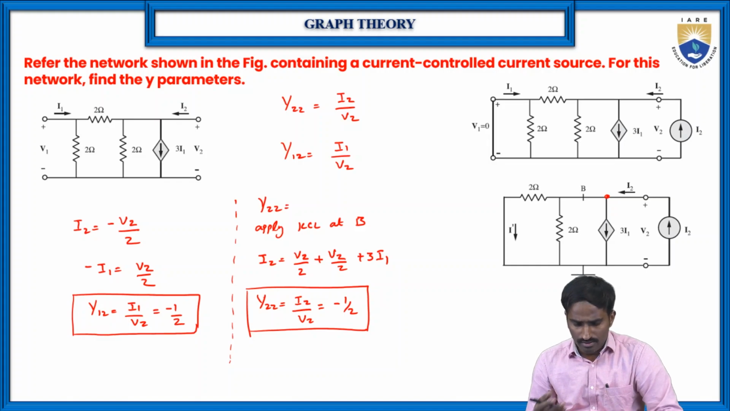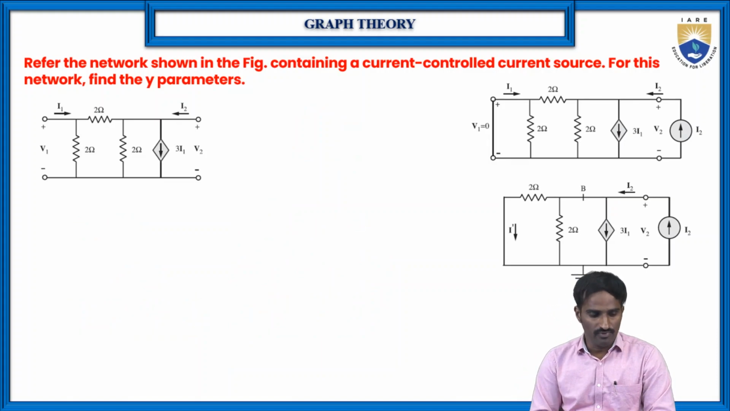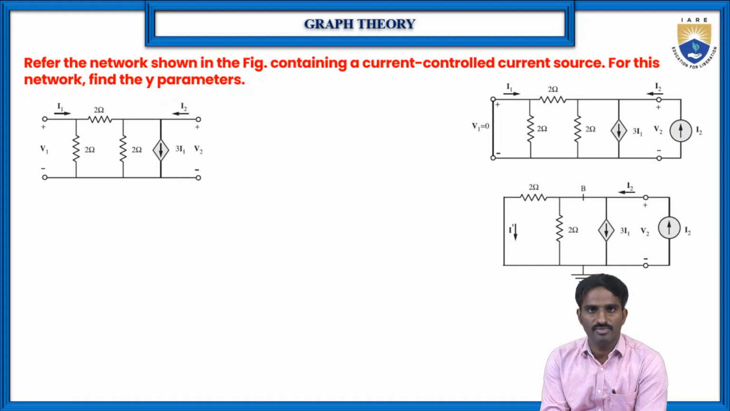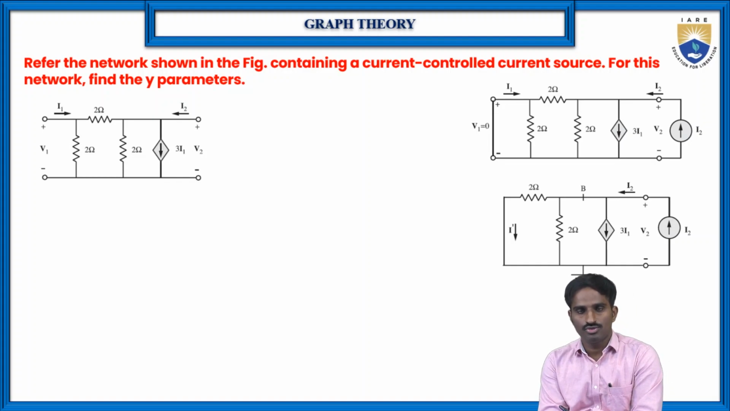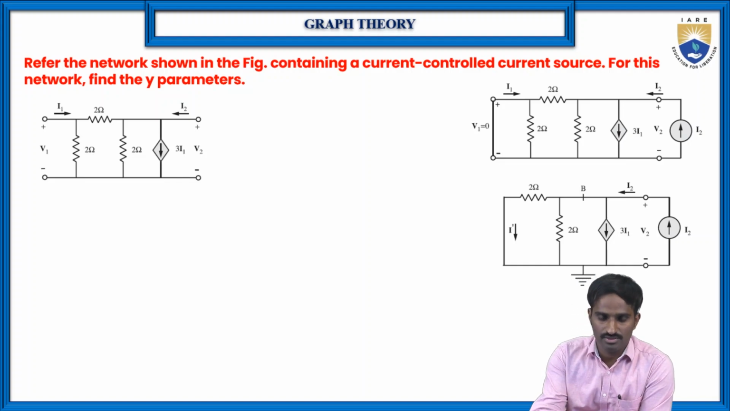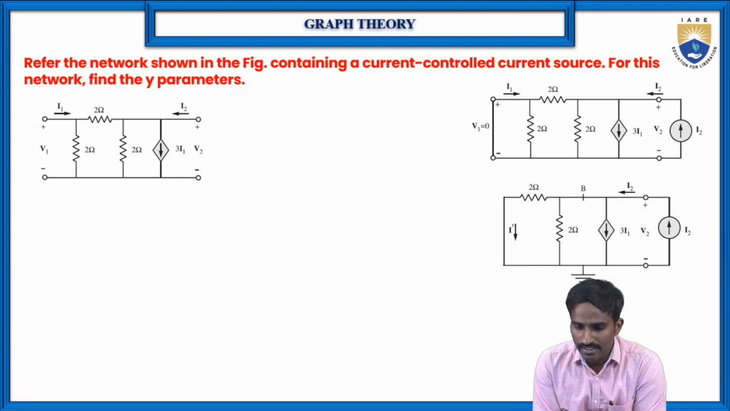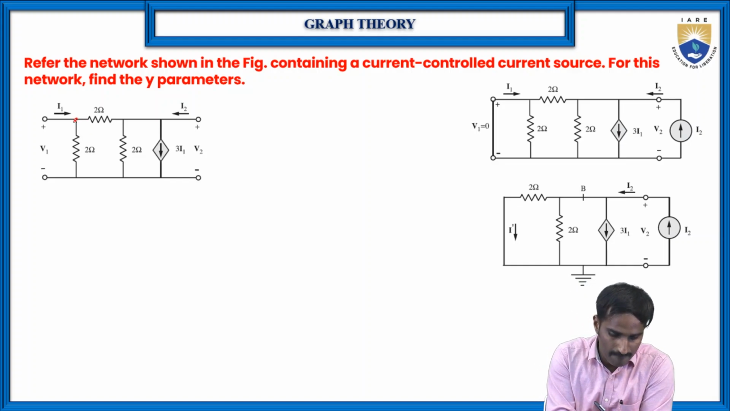In another way, how can we find this? The shortcut method that I have mentioned. So how to find these Y parameters? Let me write here. Suppose let us consider here it is V1, and here it is V2. So first apply the nodal analysis with respect to V1.